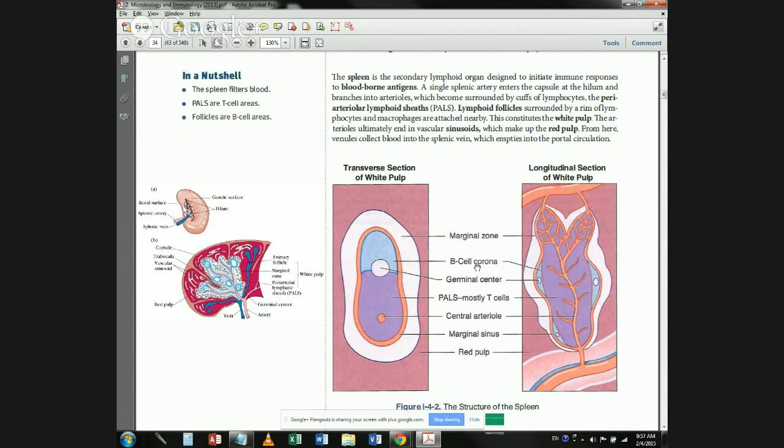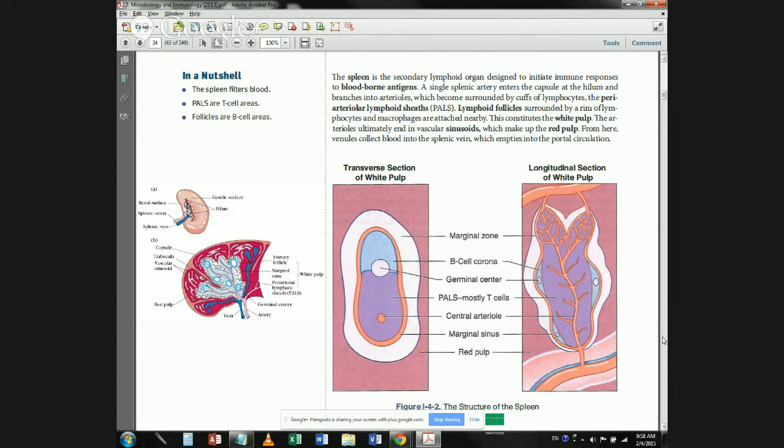All right, moving on. I need to know where the red pulp is, right there. I need to know that the T cells are found in the periarterial lymphatic sheath. I need to know the B cells are found in the germinal center, and around the germinal center is the B cell corona. I need to know that. And the germinal center is surrounded by the B cells. And yeah, that's the most important thing here.